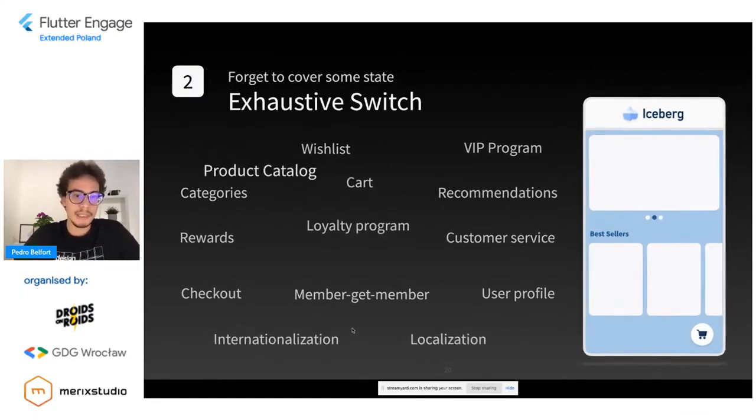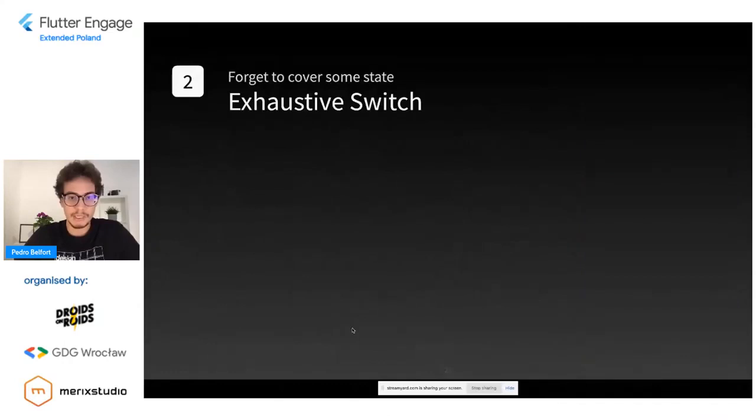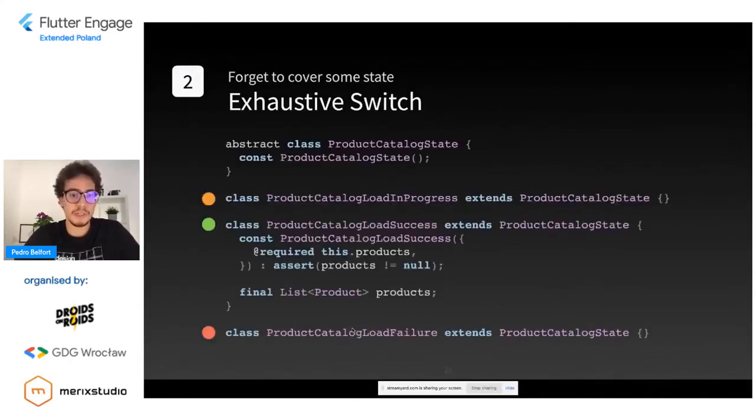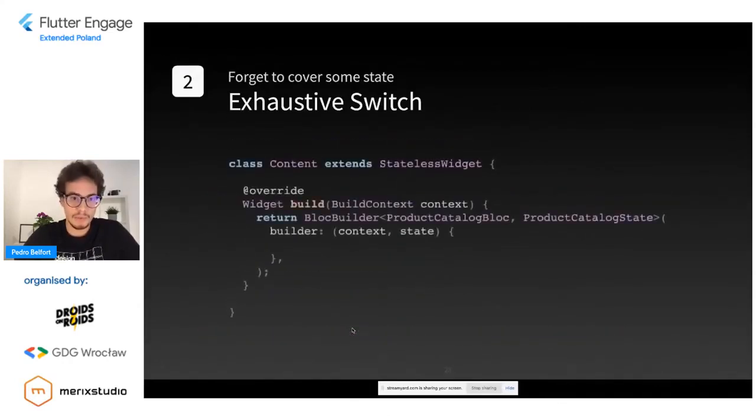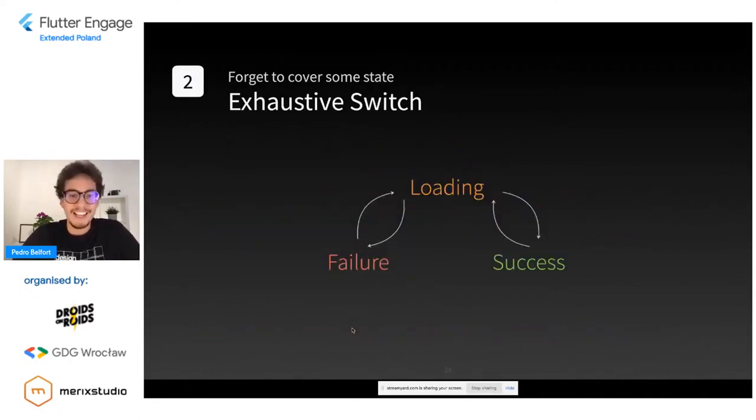So wouldn't it be nice in the product catalog, for instance, if we had this triad? If we had these three states here, which is a very common case for any page, we have the loading, we have the success, and we have the failure states for the product catalog, right?